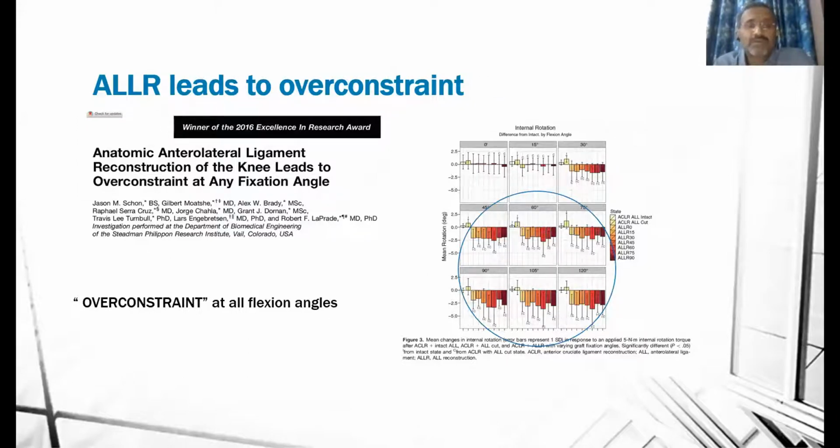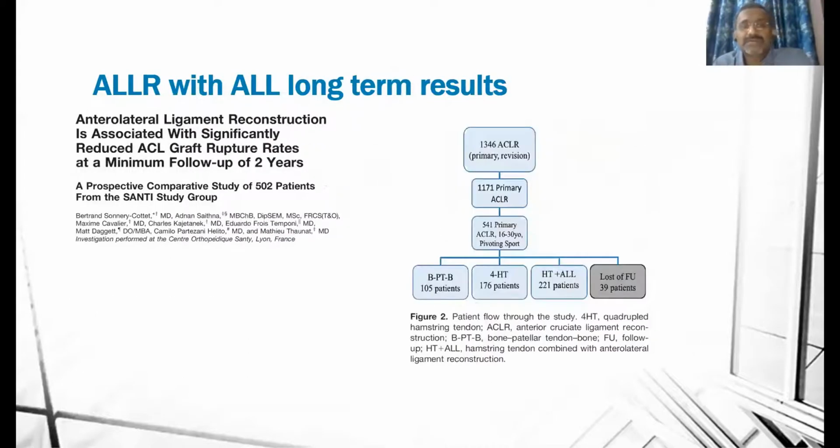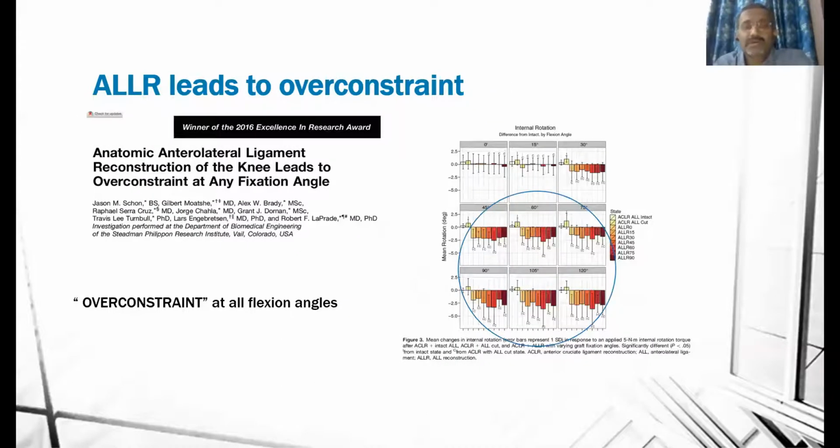So what does over-constraint do? Over-constraint can lead to osteoarthritis. That is the worry about putting the ligament tightly on the lateral side.